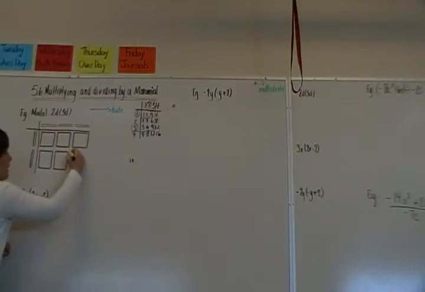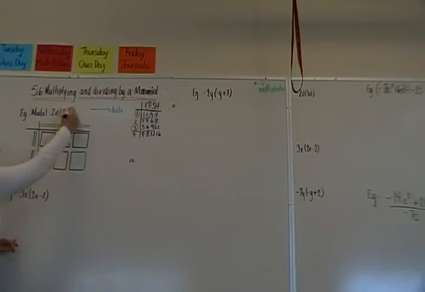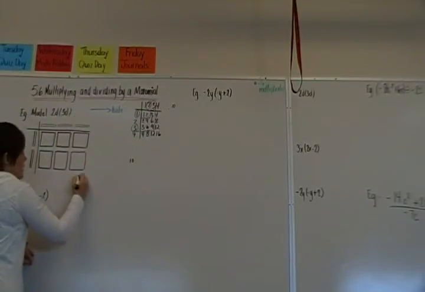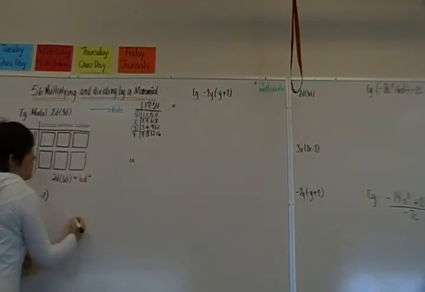Now inside, this shows us what our solution is. So what are the tiles now that we have, and what solution does it represent? 6D squared. Good, so the solution for 2D multiplied by 3D is 6D squared.